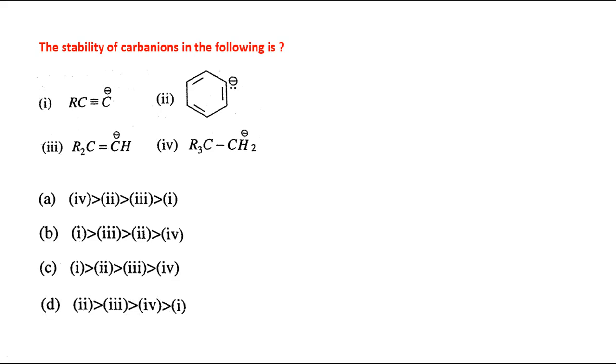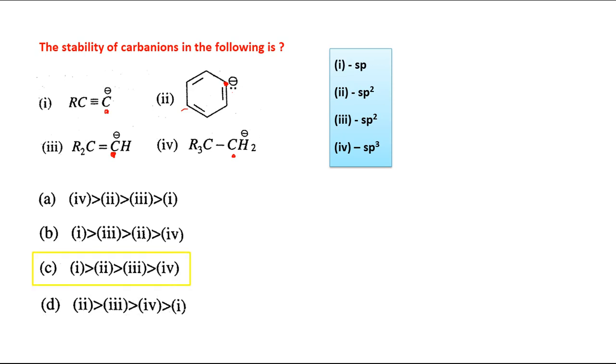Okay. The stability of carbanions in the following: here there are a total of 4 species, and this is basically related to the hybridization factor. In the first case, the hybridization is basically sp, then for species 2 and 3, the hybridization is the same, sp2, sp2. So these 2 carbons I am marking here: sp, sp2, sp2, and then we have sp3. From the hybridization alone we can understand that 1 should be maximum stable, then 2, then 3, then 4. So the correct option is option C, right?